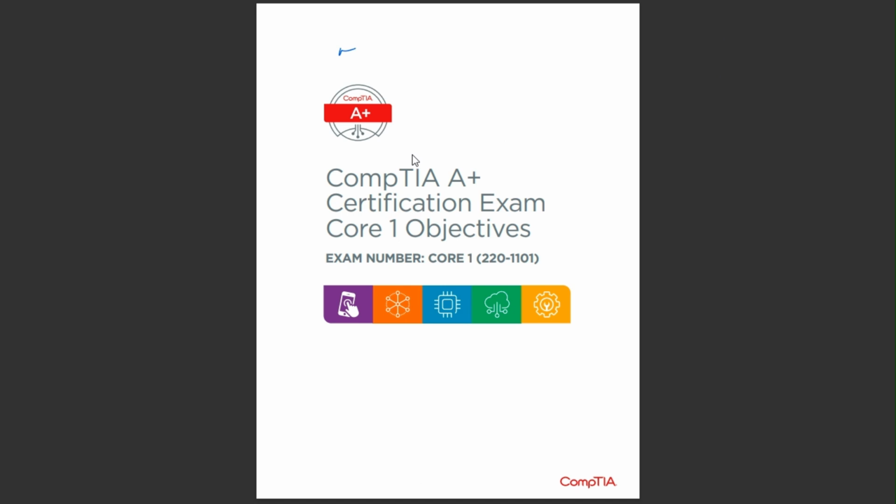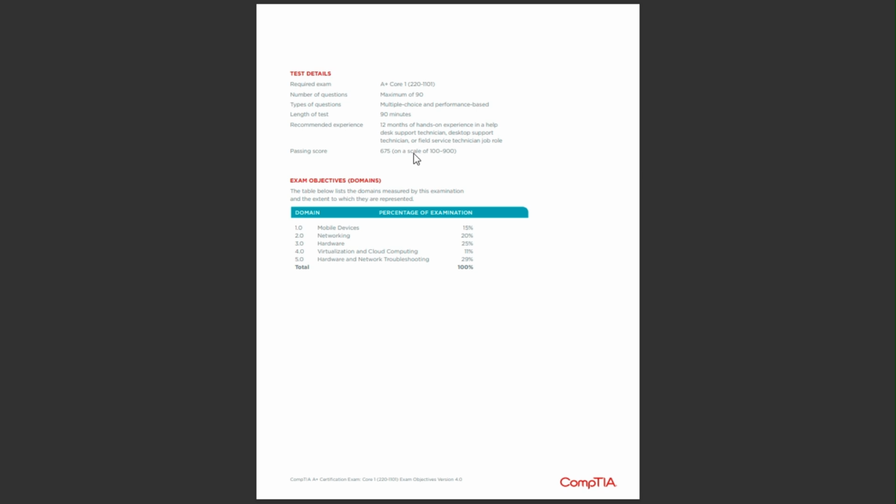Guys, we are back. CompTIA A+ Certification Exam Core 1 Objectives. This is for our test 220-1101. Remember, in order for you to become A+ certified, you need to pass two tests, one of those being the 1101. So we're actually moving along pretty well here.